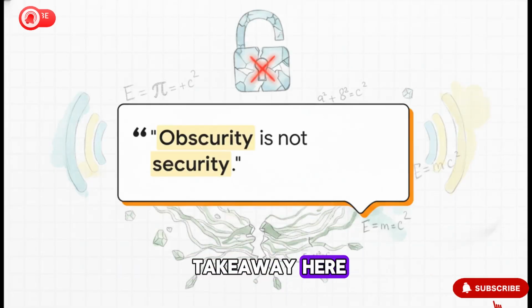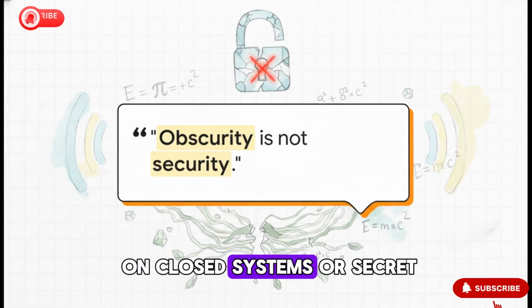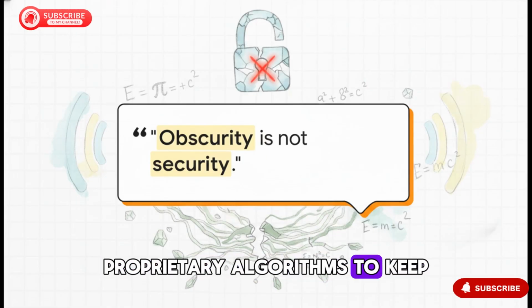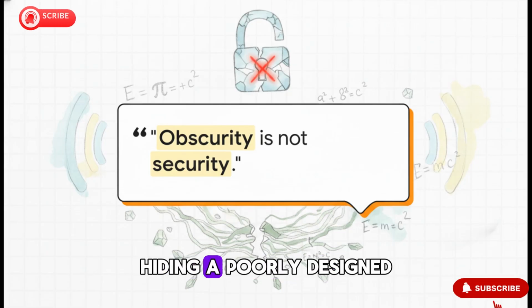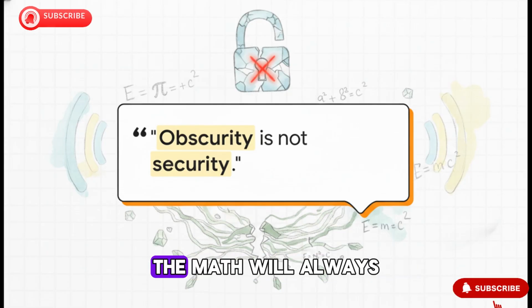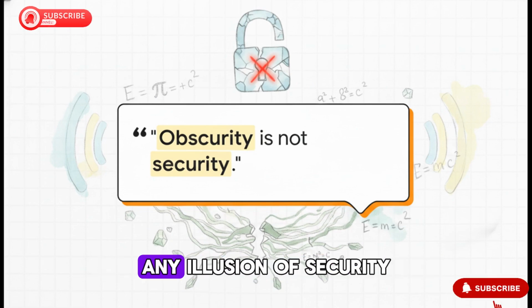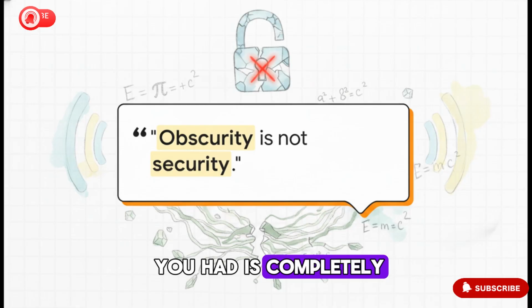The ultimate takeaway here: obscurity is not security. You simply cannot rely on closed systems or secret proprietary algorithms to keep your data safe. Hiding a poorly designed protocol from the public doesn't magically protect it from mathematics. The math will always find the structural flaw. And once it does, any illusion of security you had is completely shattered.